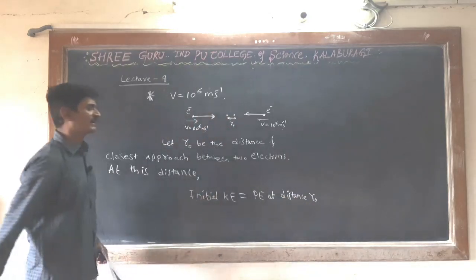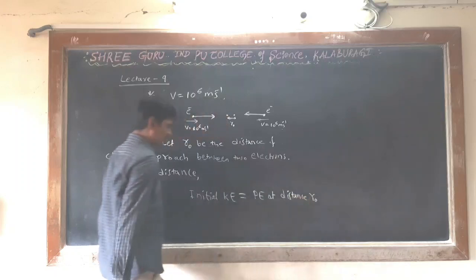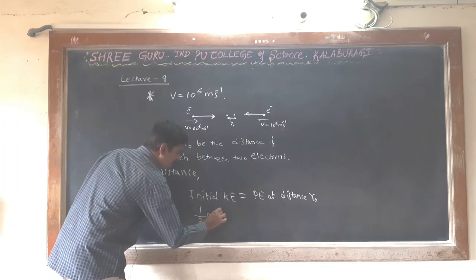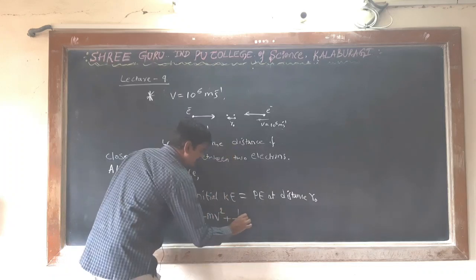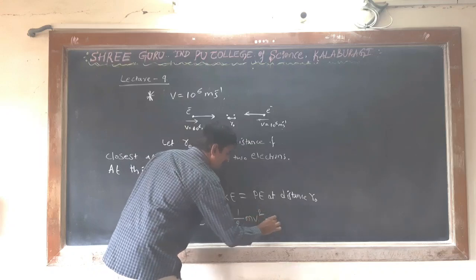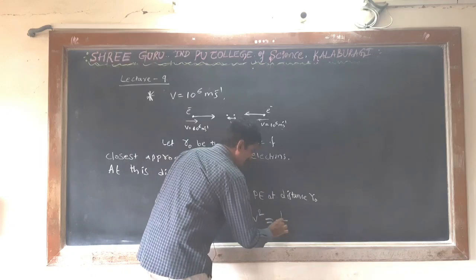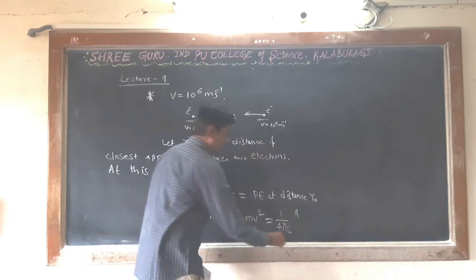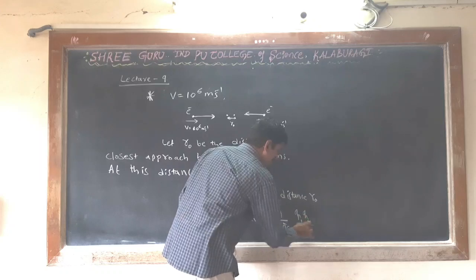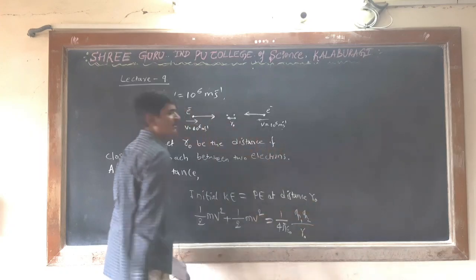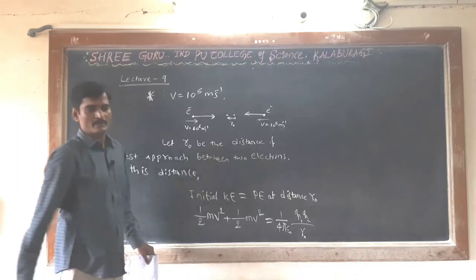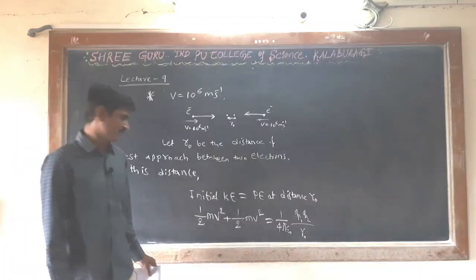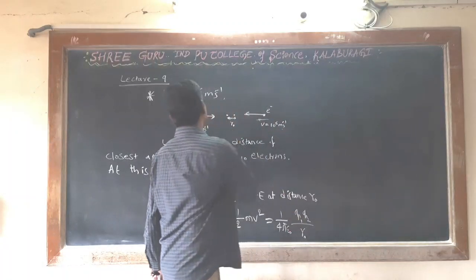Understood? So the initial kinetic energy is equal to the potential energy at distance R naught. The initial kinetic energy of one electron is 1 by 2 mv square, plus the initial kinetic energy of the other electron, 1 by 2 mv square. The potential energy of the system of two charges is 1 by 4 pi epsilon naught q1 q2 divided by the distance between them. We have taken it as r naught, because at the distance r naught the entire kinetic energy is converted into potential energy. So now q1 and q2 are nothing but the charge of the electron.